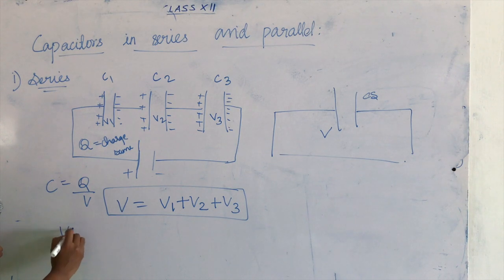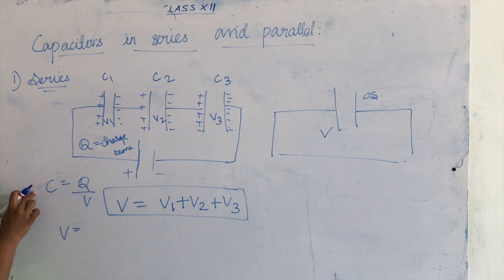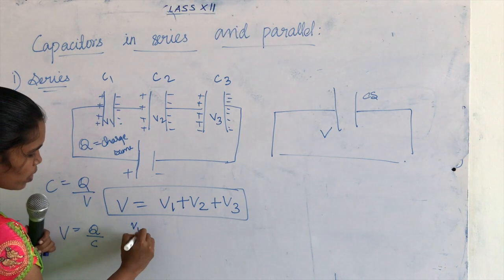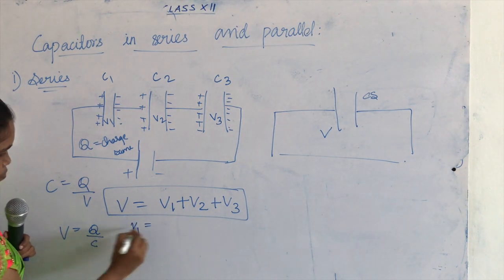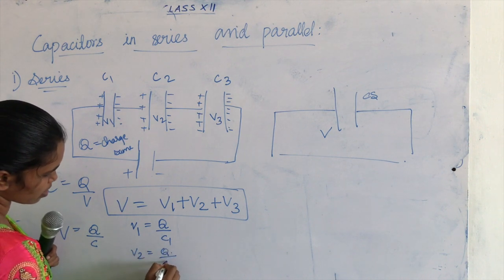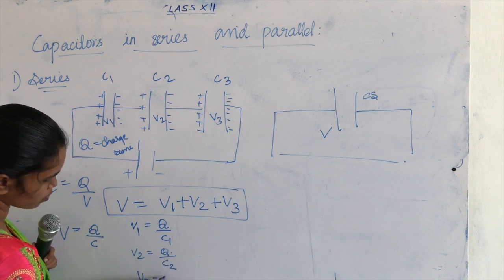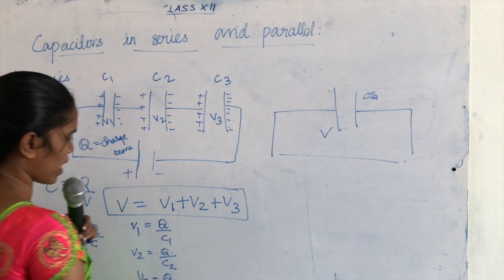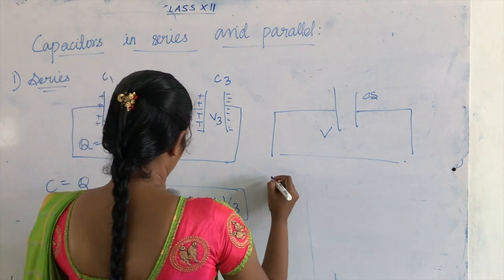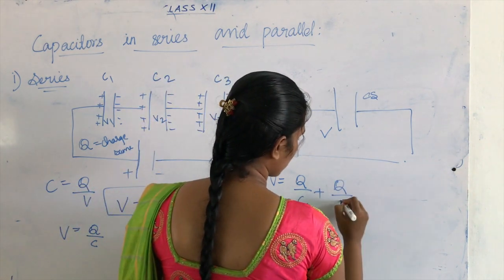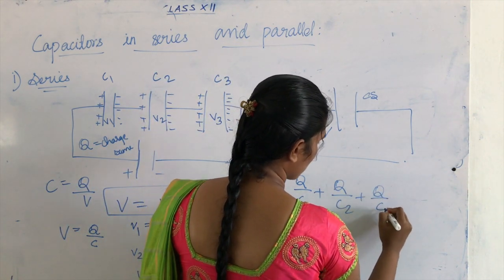What is V? V equal to, if V comes here, Q by C. Okay, Q is constant. So V1 equal to Q by C1. V2 equal to Q by C2. V3 equal to Q by C3. Okay, do we understand? Now you add this. V equal to Q by C1 plus Q by C2 plus Q by C3.